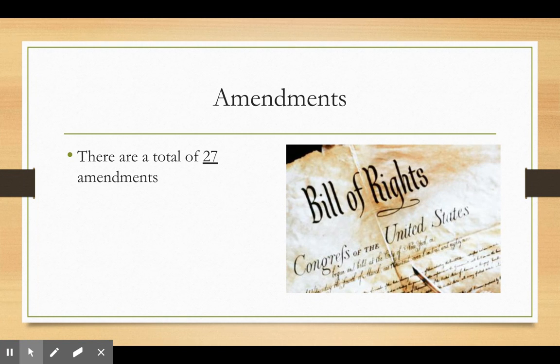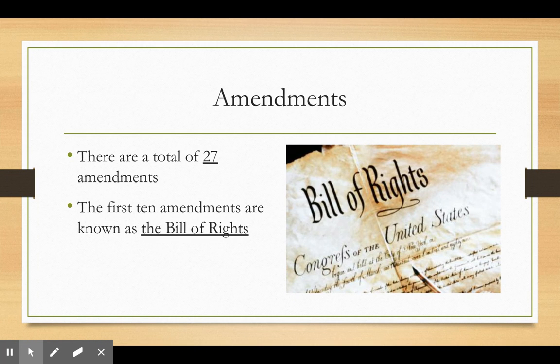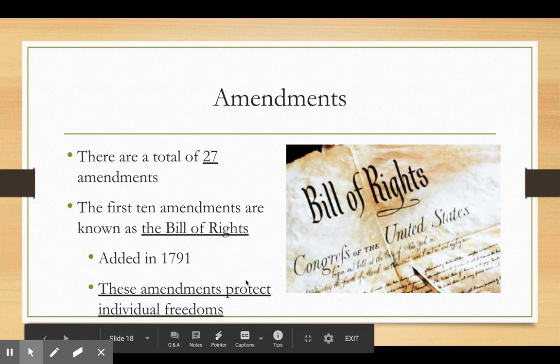But really, the first 10, which we call the Bill of Rights, were passed in the 2 years right after the Constitution was approved. Remember, that was the effort of the Anti-Federalists, because they said, we want a Bill of Rights added onto the Constitution because we want to guarantee that the federal government can't take away certain rights. Okay, so these are the ones that protect individual freedoms in those first 10 amendments, which we'll learn about this week.